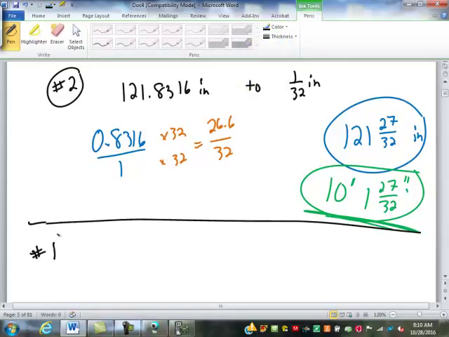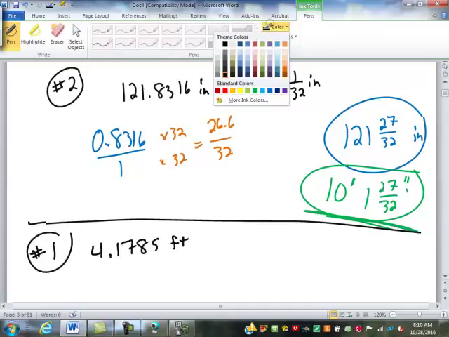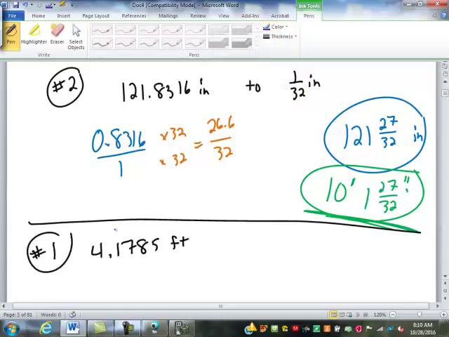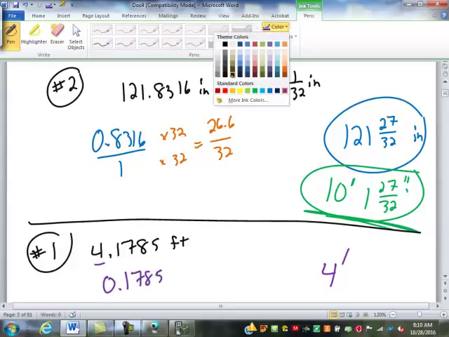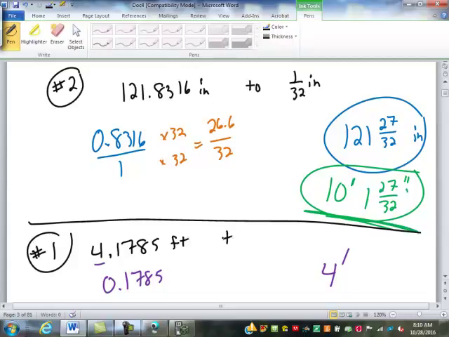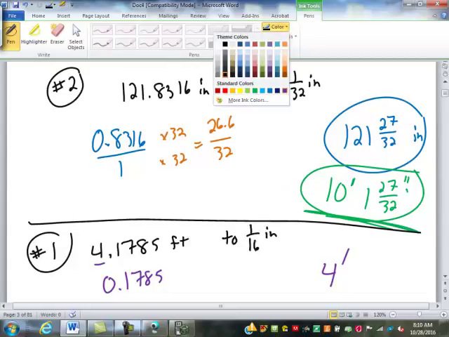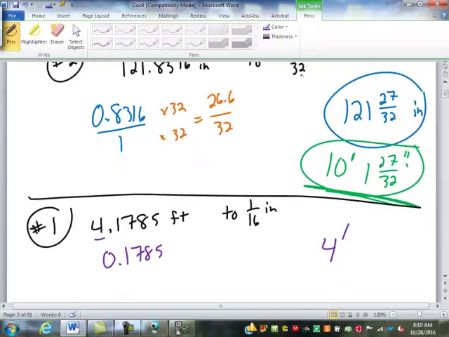Now we're going to back up to problem number 1. We've not done any like this yet. 4.1785 feet. Before we do anything with this one, we're going to take off the 4 feet. Now I got the 0.1785. By the way, this was to the 16th of an inch. What am I going to do with that 0.1785?